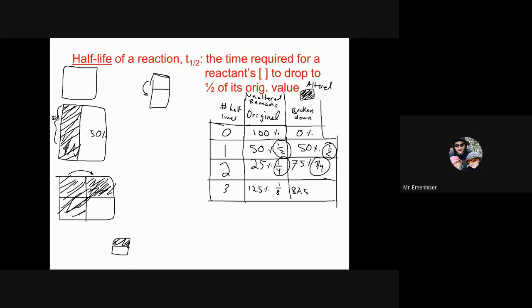which will be, what is that in a fraction? 7/8. All right, let me try that. 7/8. Yep. So that'll be 7/8 as a fraction. So 7/8 will be broken down. 1/8 will be remaining. Okay, and then in the fourth, it'll be 1/16. This will be 15/16. And then we'll do it one more time. 5 half-lives will be 1 out of 32. And then 31 out of 32 will be broken down. And it can keep going. 1 out of 64.